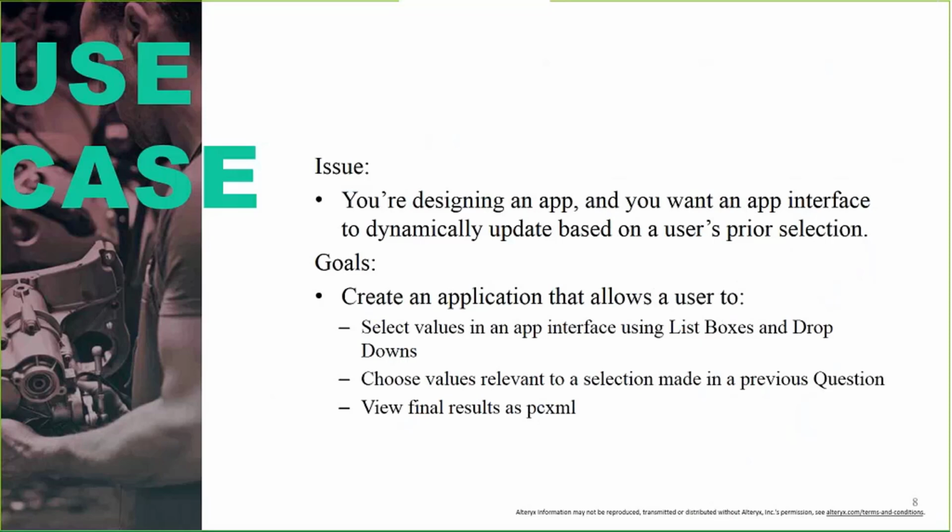So what we're going to do today is create an app that allows a user to select values in an app interface. This is the level of fluency that we're assuming, that you know how to use a list box and you know how to use a drop-down in a workflow. But we'll review those so you can catch up to speed in case you're not completely familiar with those. And then we want to configure those apps and chain them together so that you're able to choose values relevant to a selection that you made in a previous question. And then we'll talk about some opportunities for displaying those results to your user in the end. One of them being PCXML, which is how you can view those apps or those results on the gallery.